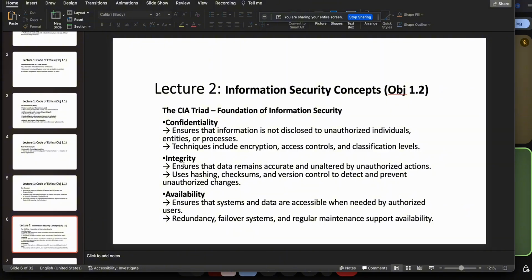Healthcare, AI, even Tesla with its auto driving mode. We know that Tesla has an auto driving mode. If someone tampers with the auto driving software while a person is driving, they can have an accident. So that is the reason integrity is very important.